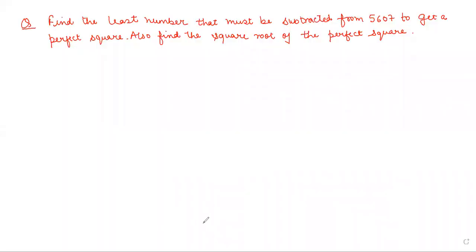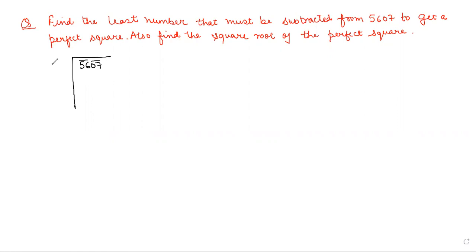Next question, find the least number that should be subtracted from 5607 to get a perfect square. Also find the square root of the perfect square. So let us try to find the square root of 5607 by long division method. First, make the pair from ones digit. So first pair is 56 and second is 07.